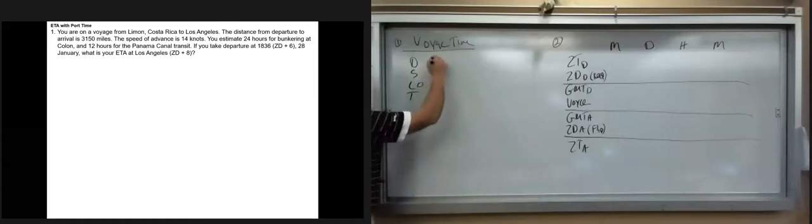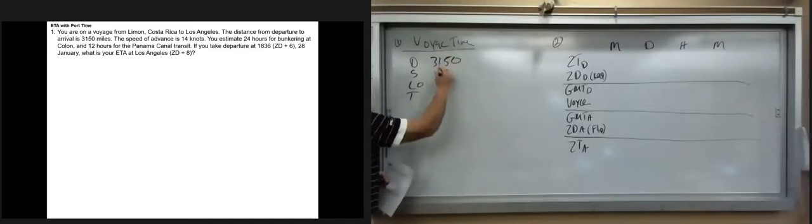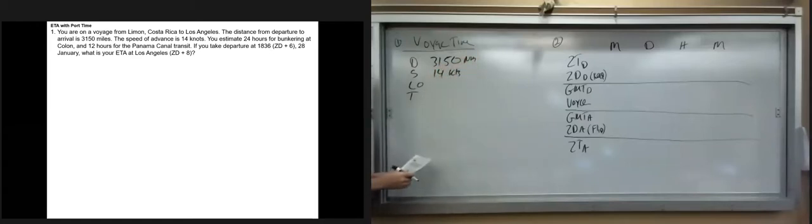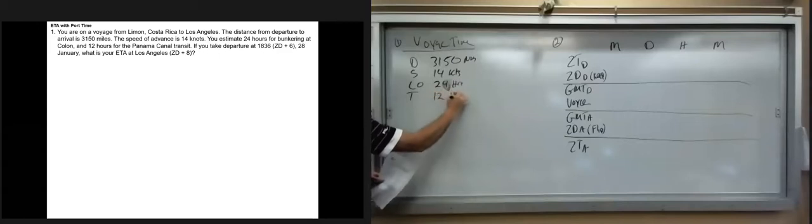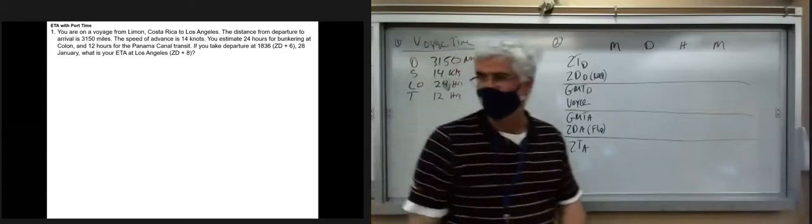Rebecca, what is the only information we need about the voyage right now? I want the distance, I want the speed, I want the layover if there is one, and I want the transit. So let's populate this. Go. 3180. What's the speed? 14. Okay, nautical miles, knots. Is there a layover? 24 hours. Okay, so there's a 24-hour layover for bunker. And there's a 12-hour transit. That's all the stuff I need for my voyage plan.